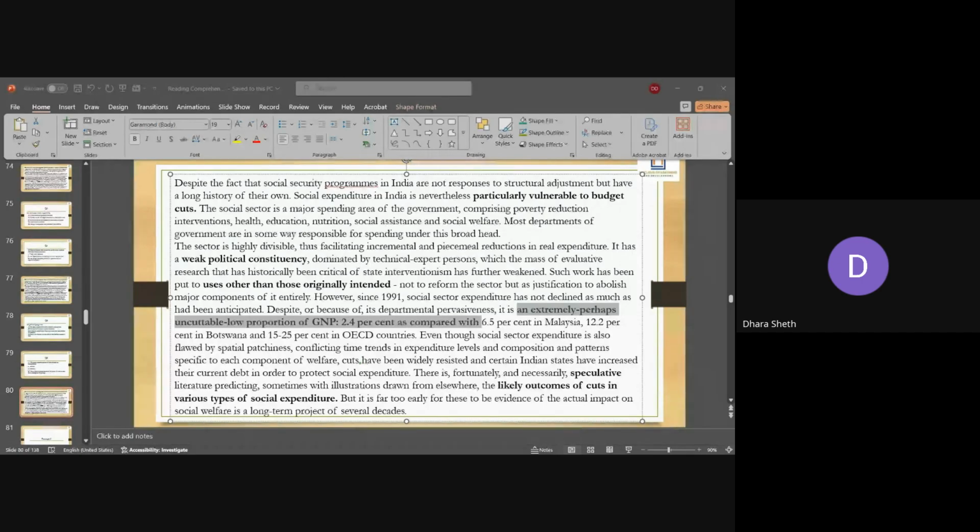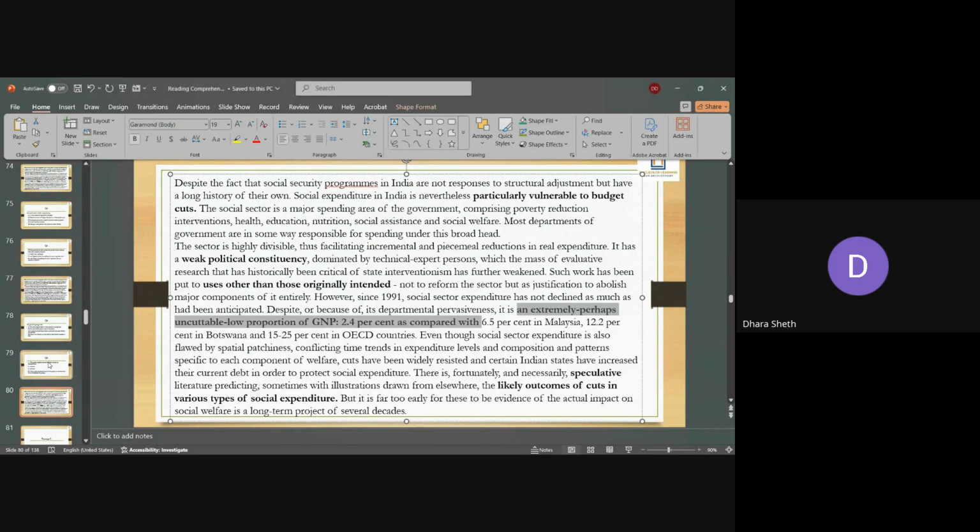and that is okay because both of them align with what the passage says. But D is just like this last line, likely outcomes of cuts in various types of spending. The evidence of actual impact is a long-term project of several decades. So there is no actual impact which is directly visible. But my point is that this is just one part. What about this part where it talks about how government has to be responsible for it, how politically or in terms of government policies, there are issues when it comes to this sector. It is a very small percentage compared to other countries. Some state governments have even taken debts, and some people have tried to abolish this entirely. What about all these points? They are not included here, right? When it comes to talking about evidence.